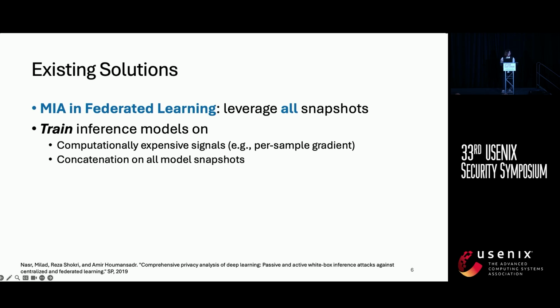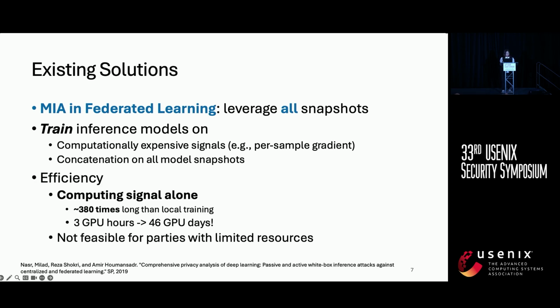Prior membership inference attack algorithms designed in this federated learning setting explored these training dynamics by training inference models. Specifically, the adversary extracts all the information from each model snapshot and then trains a very deep, complicated model on the concatenation of all the signals from all the model snapshots. Those signals can already be computationally expensive to get in practice. For example, the per sample gradient is very costly to compute.